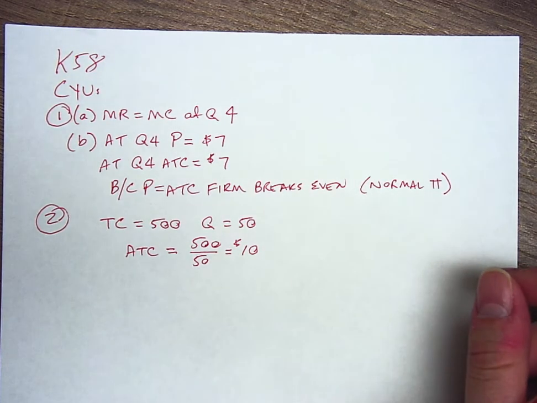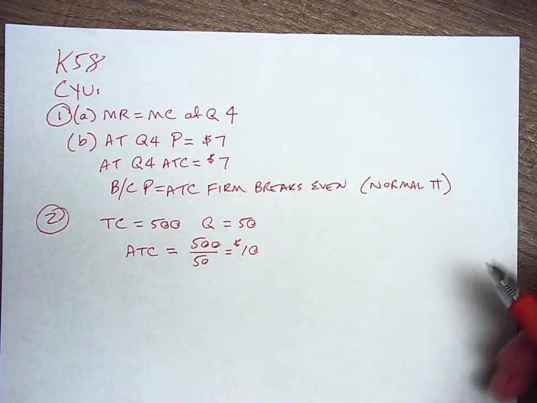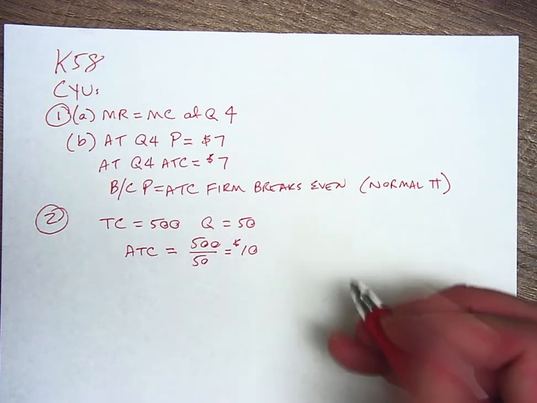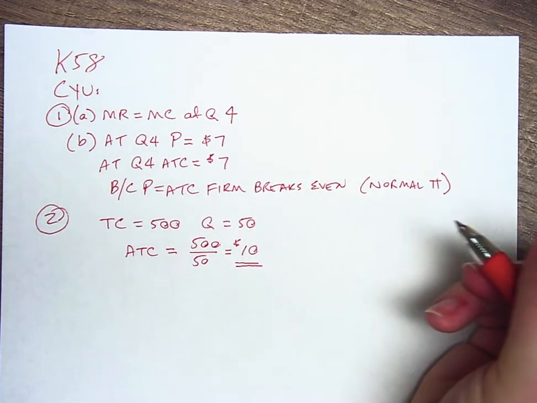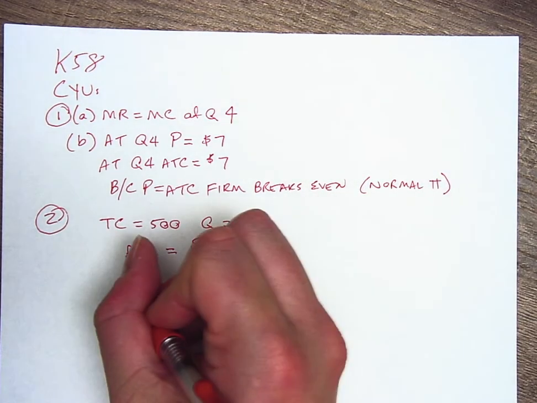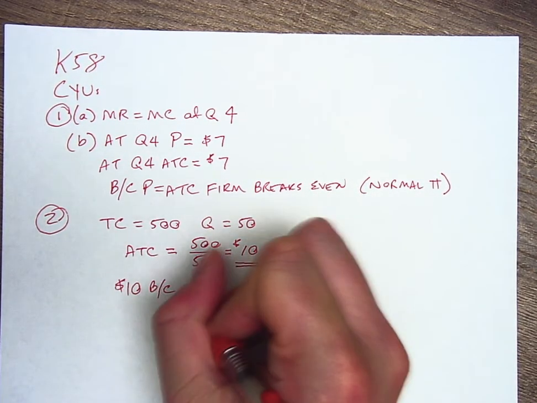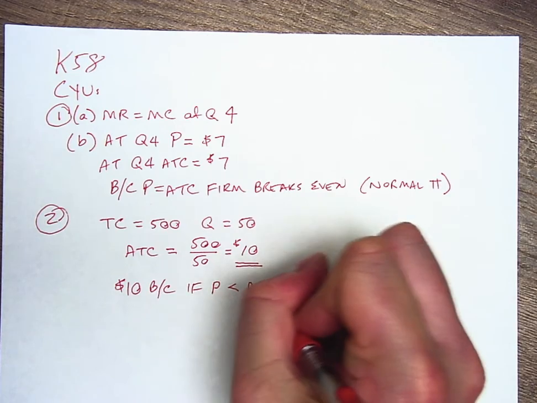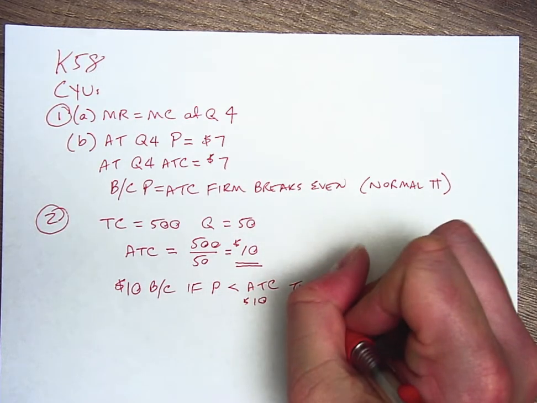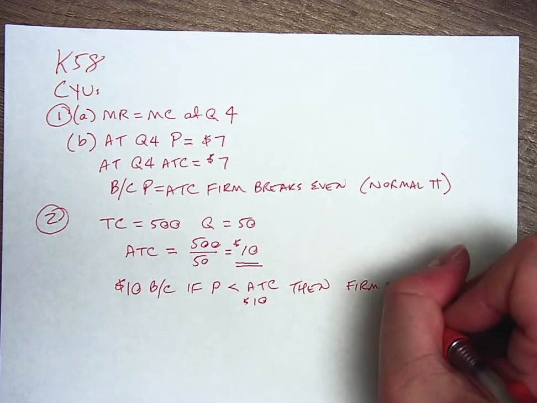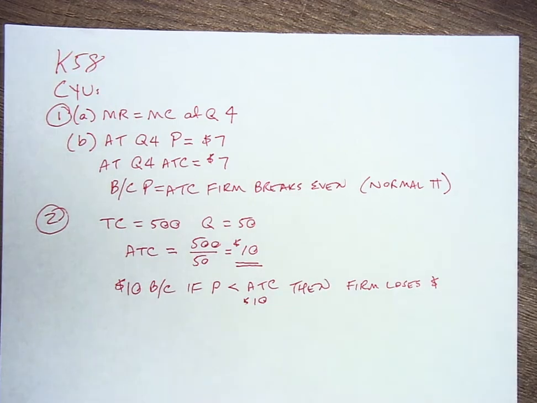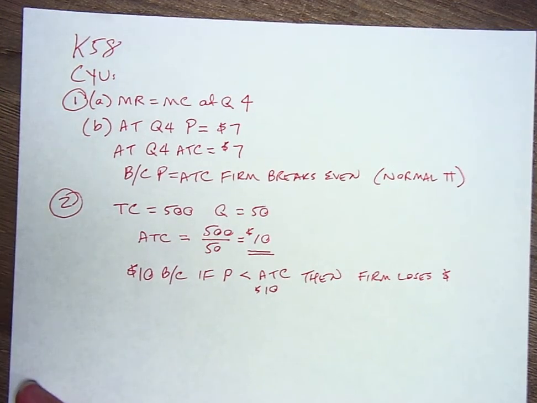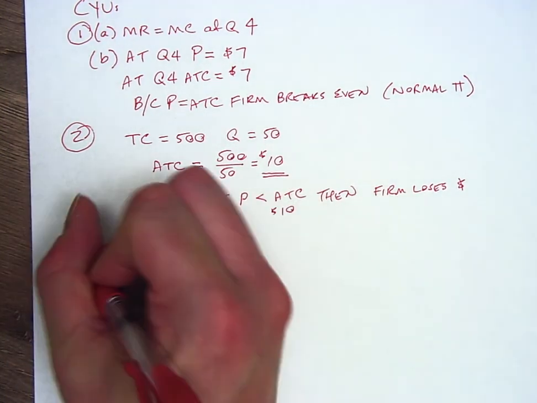Now we're trying to find the lowest price that would allow the firm to break even. Well, we know from the previous question that the lowest price would have to be whatever the ATC is equal to. So it would have to be $10. The answer is $10 because if P, the price, is less than ATC, which is 10, then the firm loses money. But if the price were $10, then it's equal to the ATC, and then we know the firm is breaking even. So now we're going to take a look at the multiple choice questions.